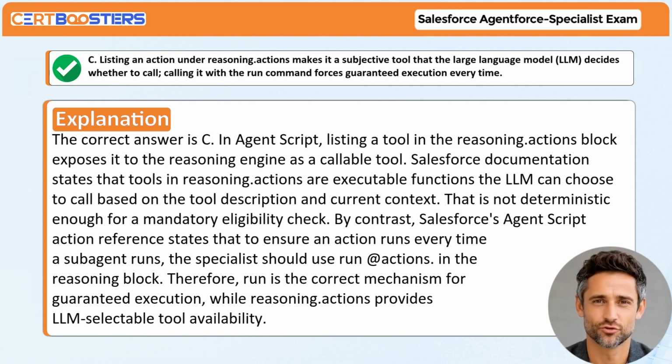By contrast, Salesforce's agent script action reference states that to ensure an action runs every time a subagent runs, the specialist should use run @actions in the reasoning block. Therefore, run is the correct mechanism for guaranteed execution, while reasoning actions provides LLM-selectable tool availability.